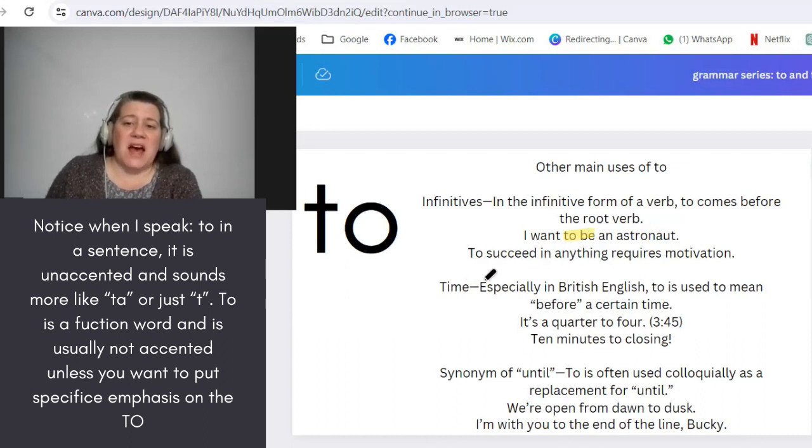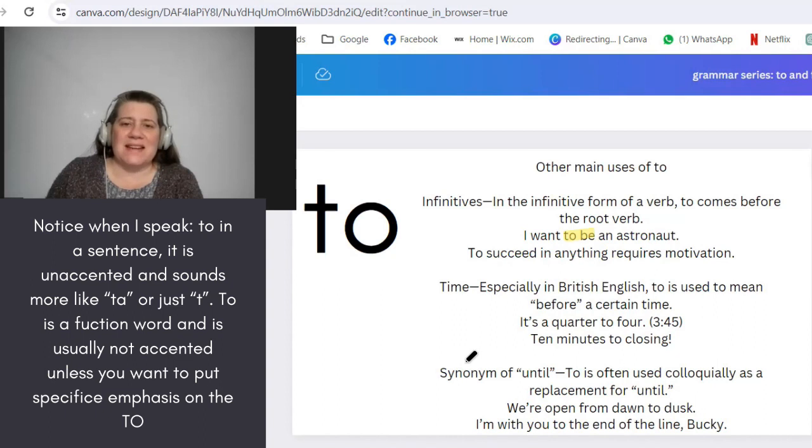We use it for time, or when we're talking about time. For example, it's 3:45, 10 minutes to closing. I will say that in some Englishes, like where I live, a lot of people use "it's 4:15 for" for the same meaning, but that is a less popular usage in this sense. It's a quarter to 4 is what standard American English would say.